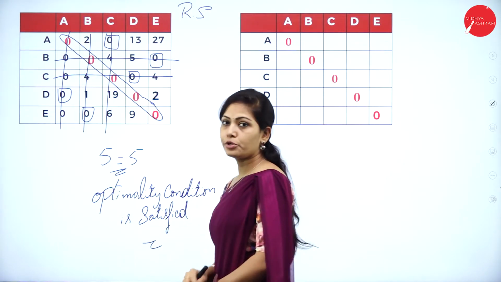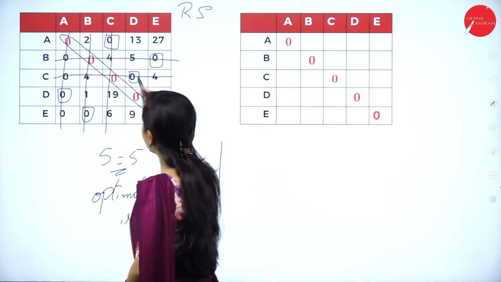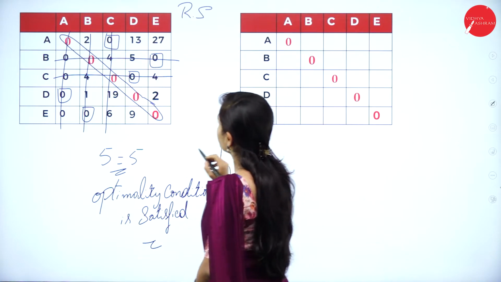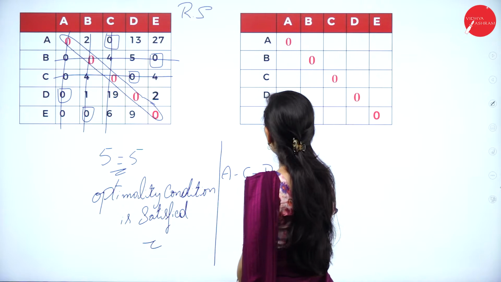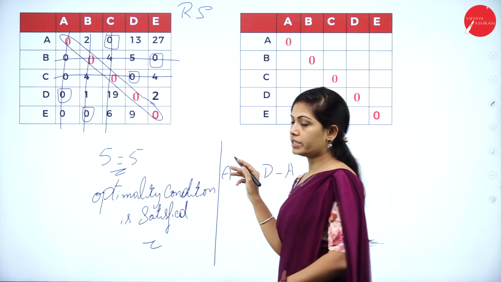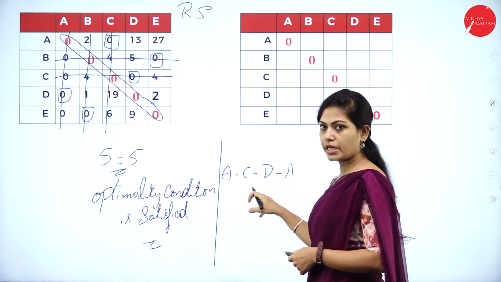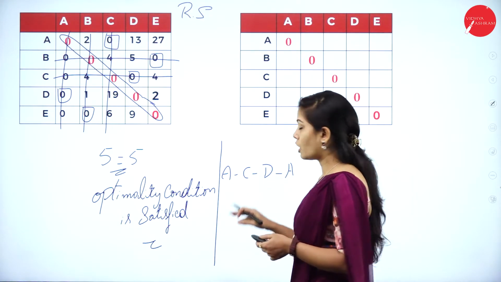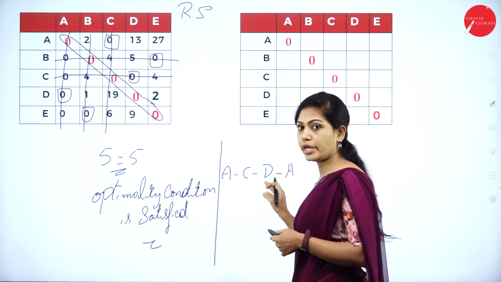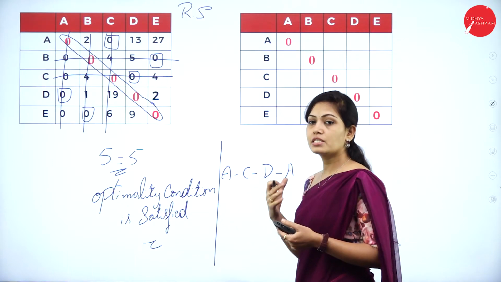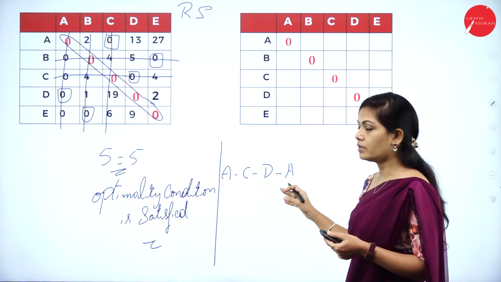So what is the next step? You have to find the assignment. He visits A to C and C to D and D to A. So he started his journey from point A and he visits C, C to D, D to A. Without visiting other cities, he travels from A to C, C to D and D to A. So here the condition is not satisfying. The traveling salesman problem condition is not satisfying.